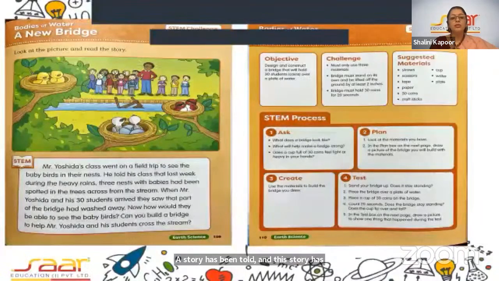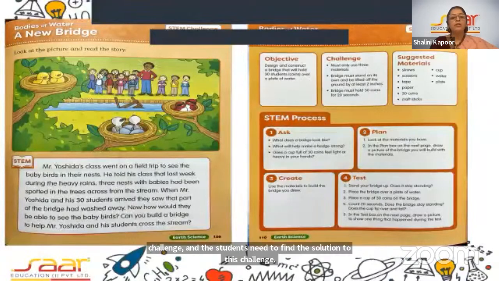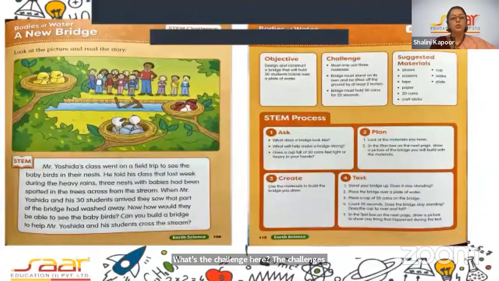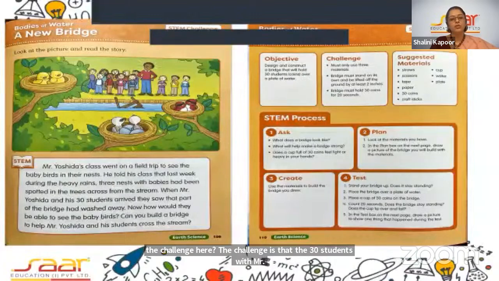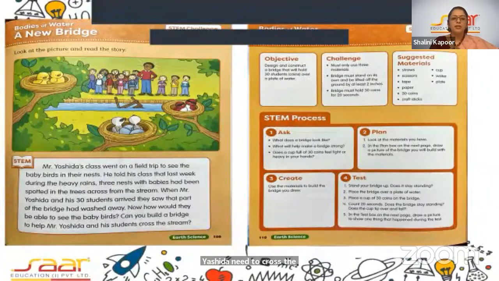And the students need to find the solution to this challenge. What's the challenge here? The challenge is that the 30 students with Mr. Yoshida need to cross the stream, but the bridge is broken. That's like our outstation trips or even our day picnics that we go for. Something or the other, a new challenge crops up and we need to find solutions.